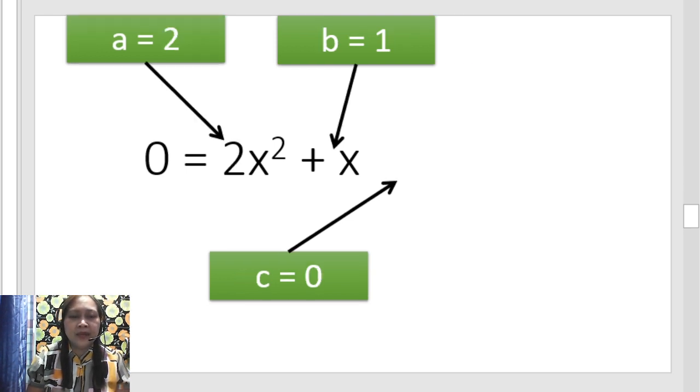In the last example, we have here 2x squared plus x. So the value of a is 2. The value of b is equal to 1. And as you can see, we don't have a constant term here. So therefore, c is equal to 0. Sometimes, class, the linear term will also be missing, or it becomes 0. If there's no linear term, the second term, the value of b, then you just write 0 for the value of b.